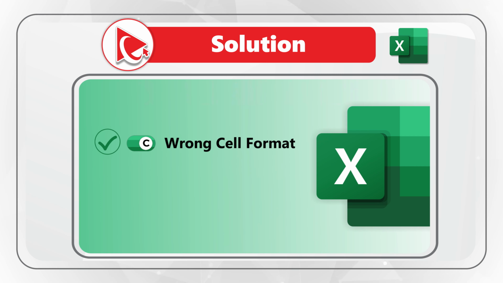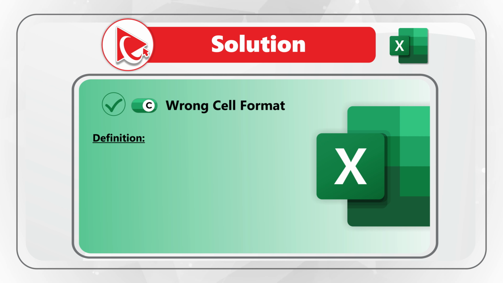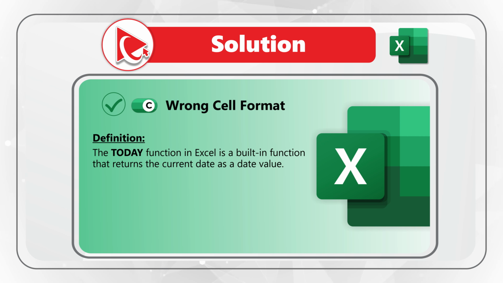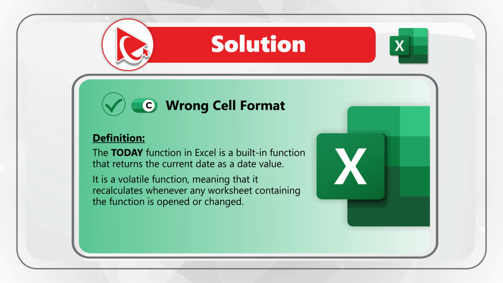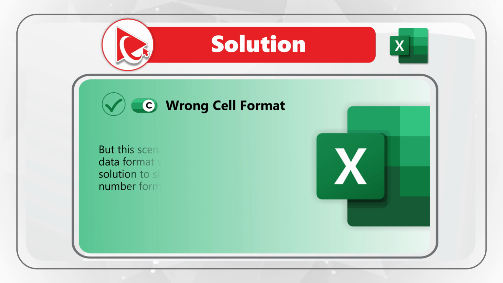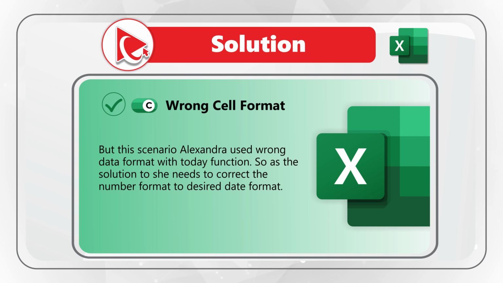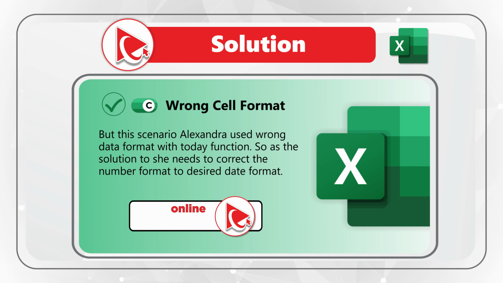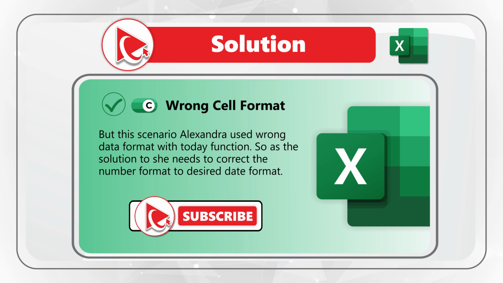To understand the issue, we need to understand the TODAY function in Excel, as well as what happened when Alexandra typed the function inside the spreadsheet. The TODAY function in Excel is a built-in function that returns the current date as well as the date value. It's a volatile function, meaning that it recalculates whenever any worksheet containing the function is opened or changed. And this is obviously true because today has changed, and yesterday was a different today than today. So the TODAY function is useful for displaying the current date in a cell. But in this scenario, Alexandra used the wrong data format with the TODAY function. So as the solution, she needs to correct the data format to the desired data format.